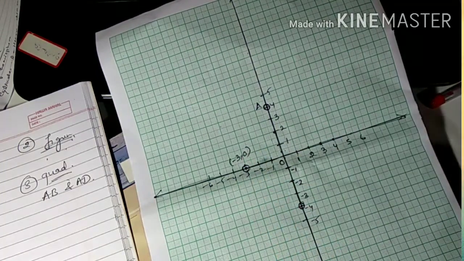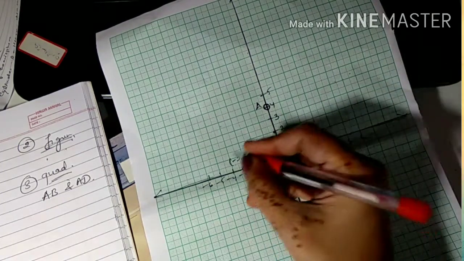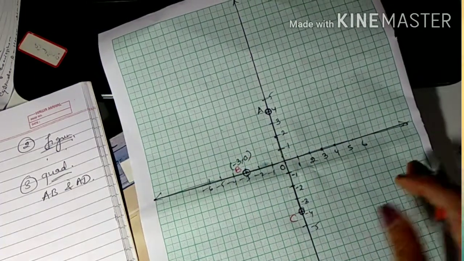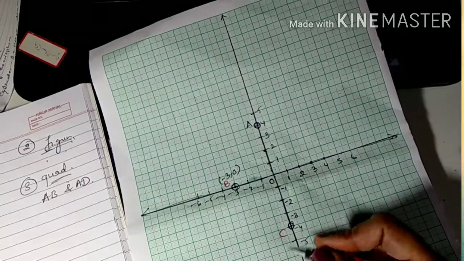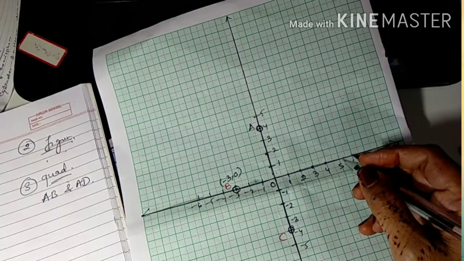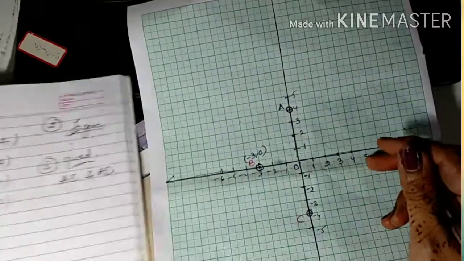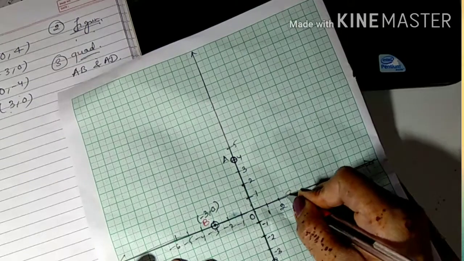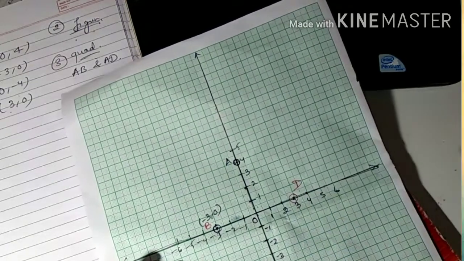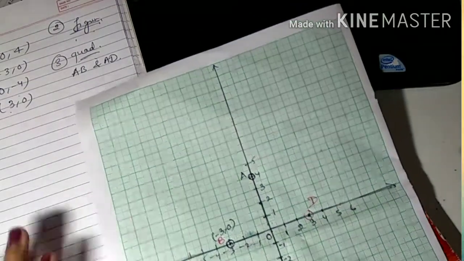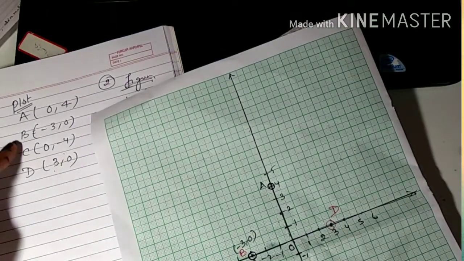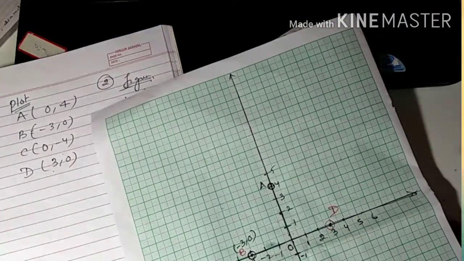Now this point is, ये वाला पॉइंट क्या था अपना? B. ये वाला पॉइंट हो गया C. So this is C and what is D? (3, 0). क्या है पॉइंट अपना? (3, 0). D point is (3, 0). So this is our (3, 0). This is point D. तो आपका फर्स्ट क्वेश्चन कंप्लीट हुआ. Plot the points A, B, C, D. ये अपन ने प्लॉट कर लिया.